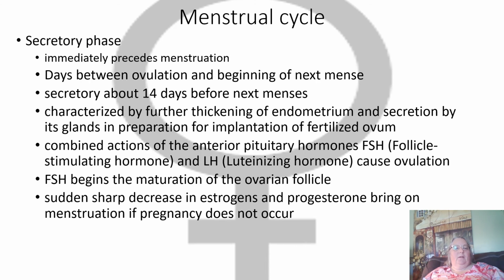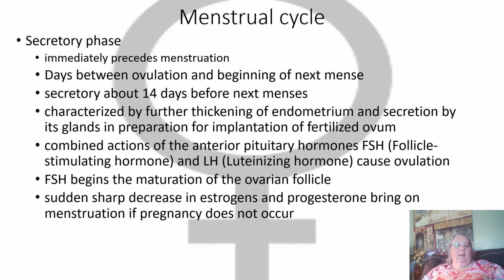The secretory phase. It immediately precedes the menstruation. It's the days between ovulation and the beginning of the next menses. Secretory is about 14 days before the next menses. Characterized by further thickening of the endometrium and secretion by its glands in preparation for the implant of the fertilized ovum. So it's getting the uterus all ready for this baby.